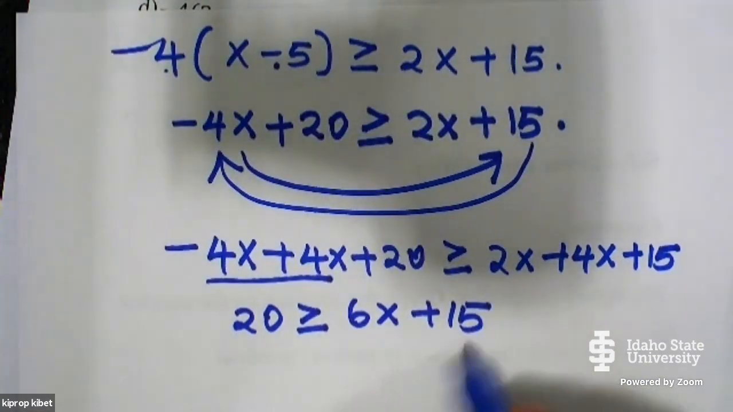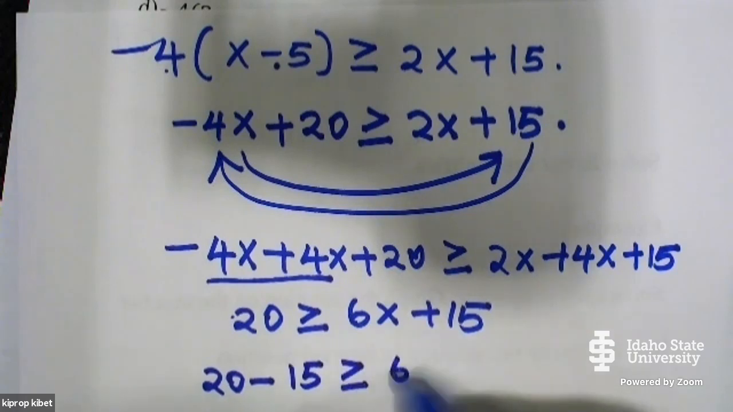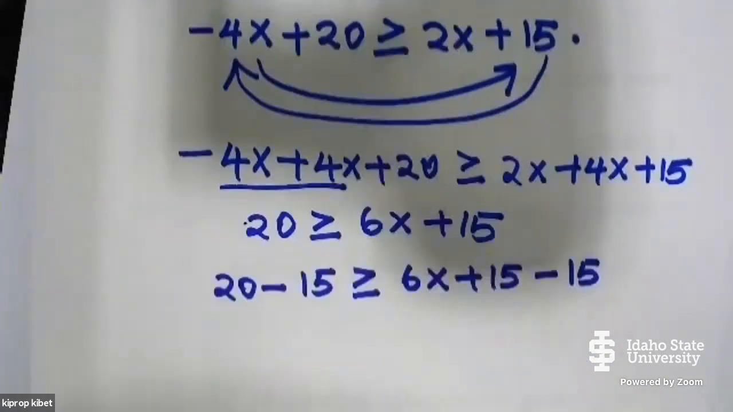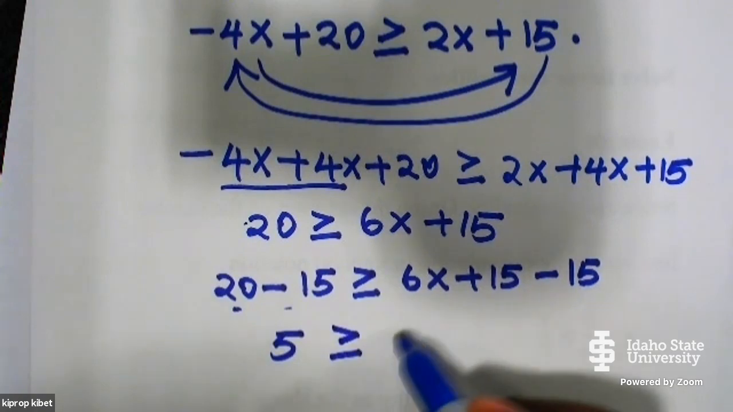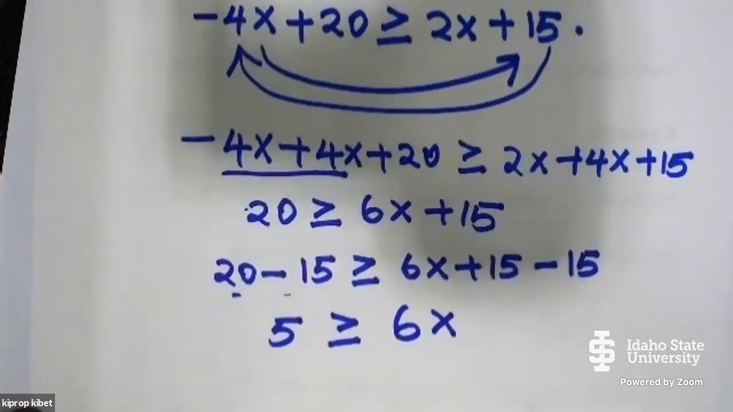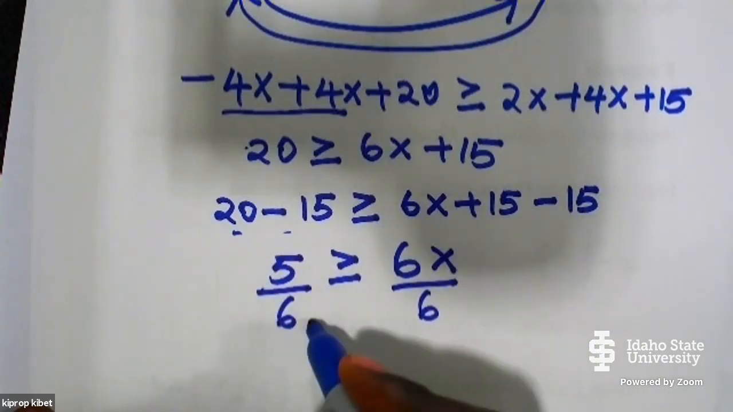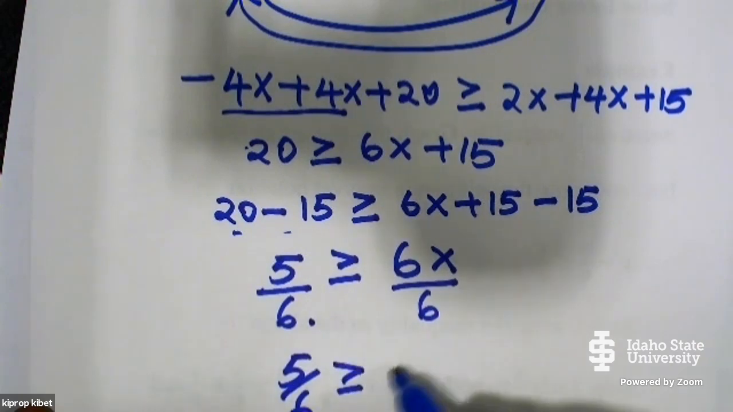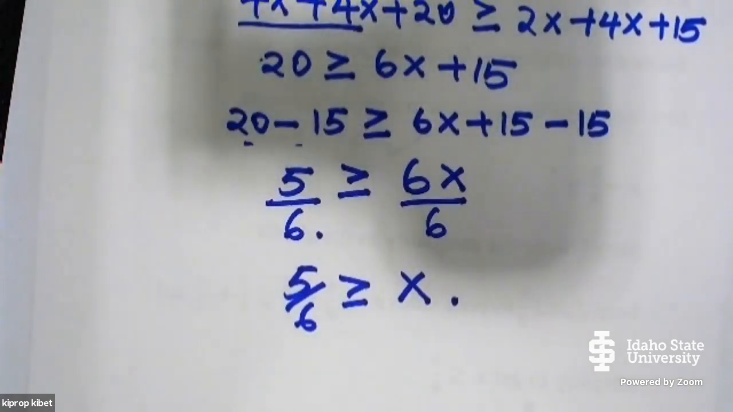Okay, bring this one to the other side. So 20 minus 15 greater or equals to 6x plus 15 minus 15. So this one is 5 greater or equals to 6x. Then you divide by 6. Then you also divide that by 6. So 5 over 6 greater or equals to x.